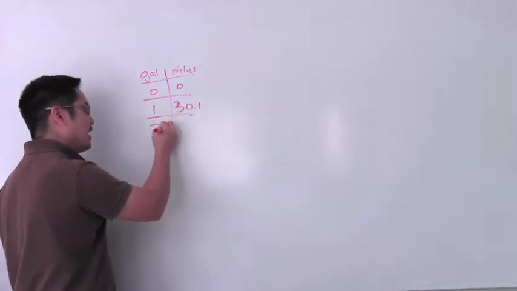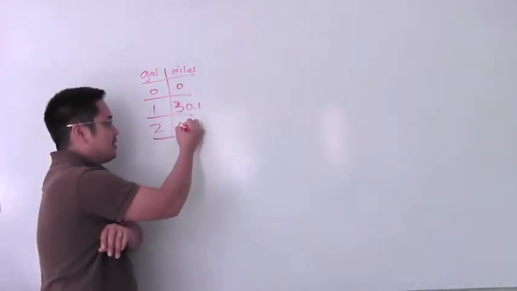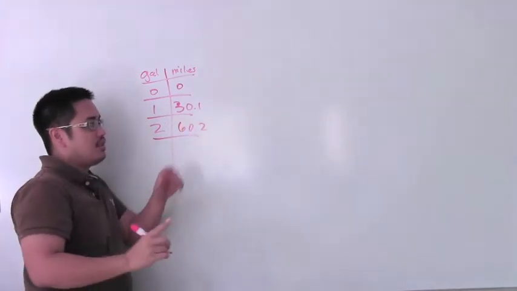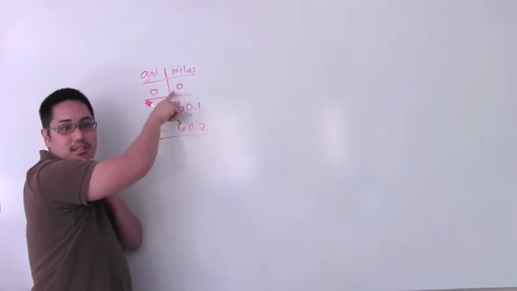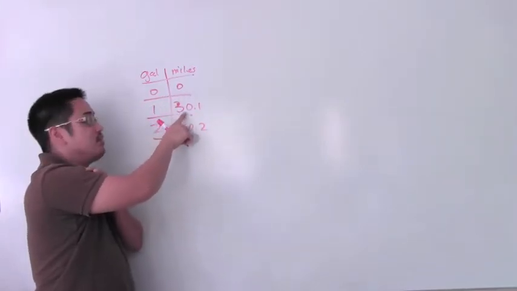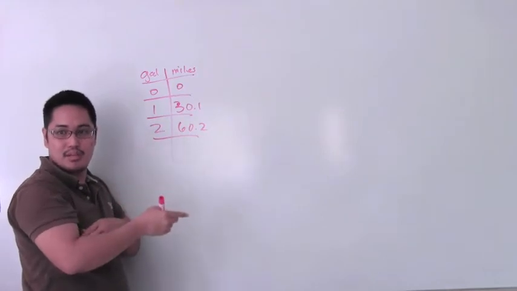If I give you 2 gallons of gas, how many miles can you go? 60.2. You increased from here to here by a constant of 30.1. You increased from here to here by that same constant of 30.1.